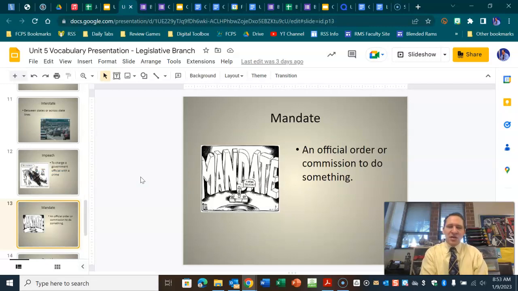A mandate is an official order to do something. One thing we've seen in the last couple of years is mandates for vaccines, COVID vaccines, in order to join, or mask mandates. It means basically the government is telling you you have to do something in order to use a service.